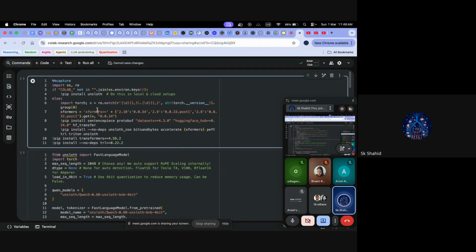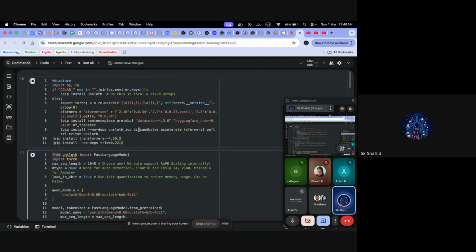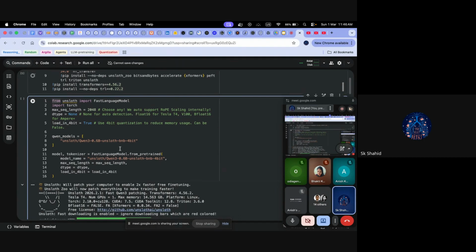In order to fine tune, we would need a GPU runtime for sure, so that we can run the models. We would need the Unsloth library, bitsandbytes, and accelerate. All of these are libraries needed for running an LLM, either for inference or for fine tuning. So we'll just simply install these.